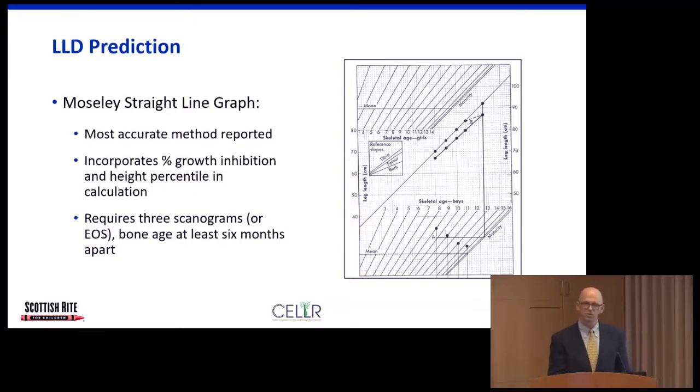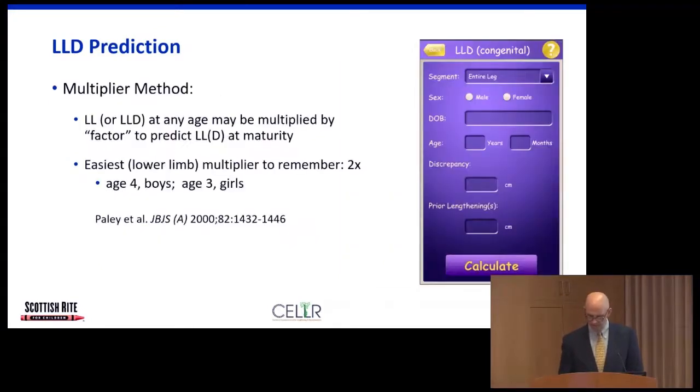So we still use this, but we don't use this as much clinically as we use it for research purposes, because we have other techniques. And finally, the multiplier method, when used for predicting limb length differences, is actually the simplest and has proven to be just as good as any other technique.